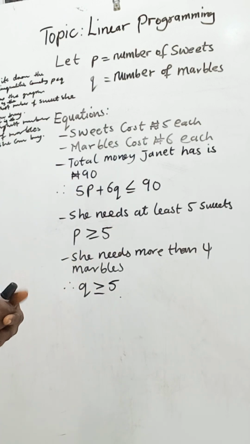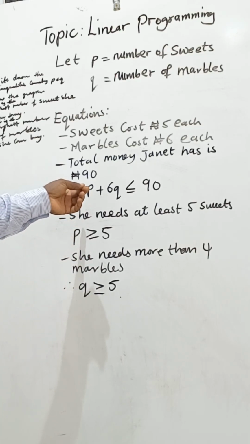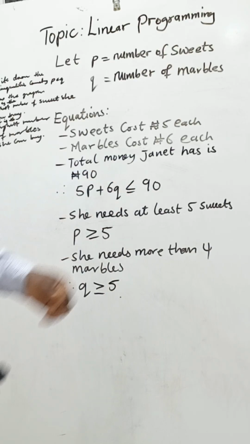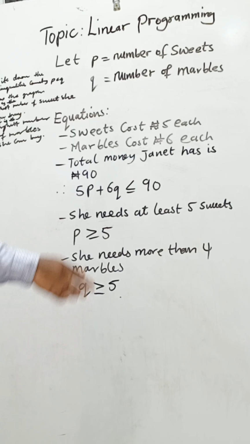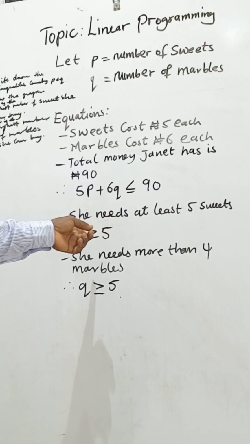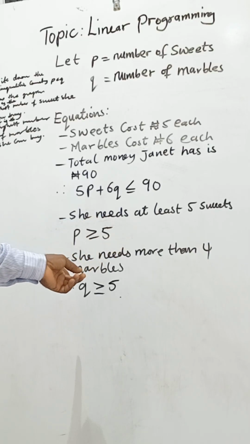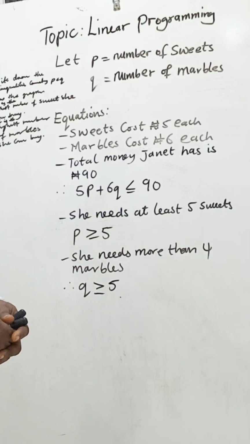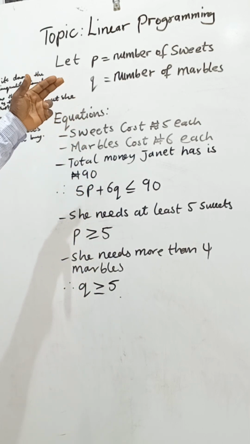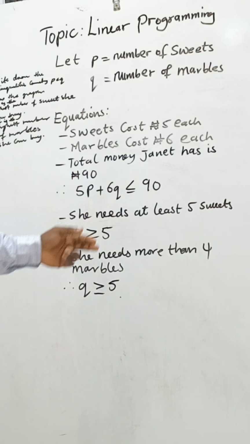So we have from the question the inequality equation 5p, which is the number of sweets, plus 6q, which is the number of marbles, is less than or equal to 90. Janet needs at least 5 sweets, which is p is greater or equal to 5. Janet also needs more than 4 marbles, which is q is greater or equal to 5. So we have 3 inequality equations from the question. 5p plus 6q is less than or equal to 90, p is greater or equal to 5, q is greater or equal to 5.